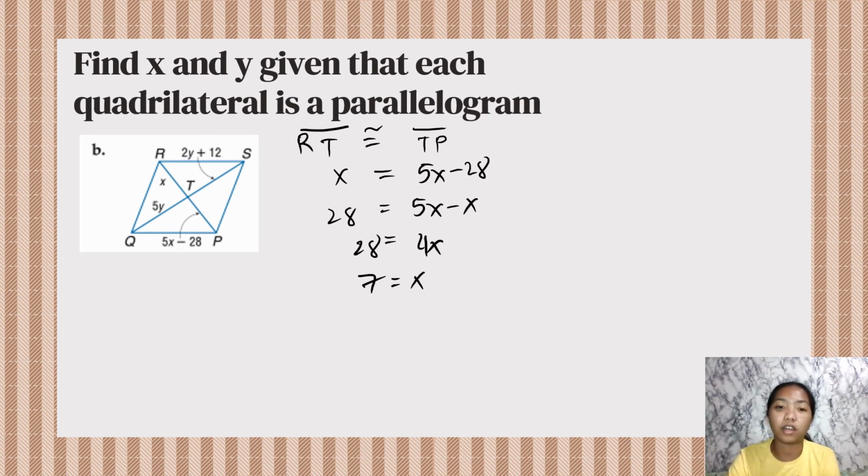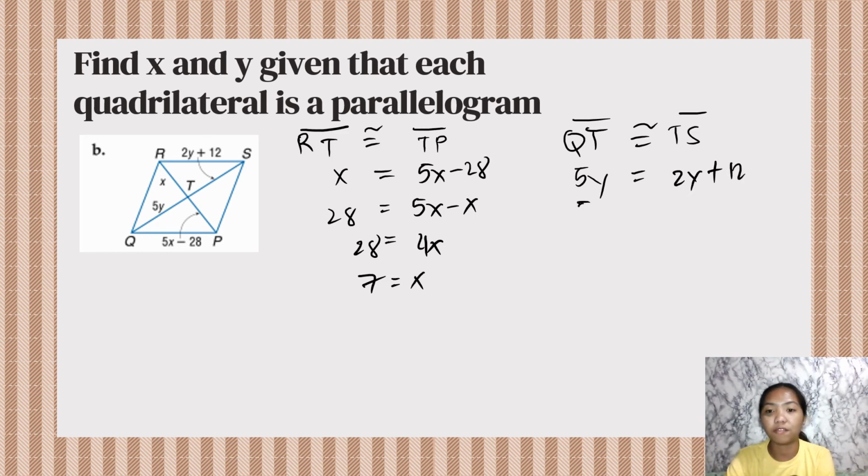And then for the y value, the second diagonal is represented with the y variable. So we have line segment QT is congruent to line segment TS. That means 5y is equal to 2y plus 12. 5y minus 2y is equal to 12. 3y is equal to 12. y is equal to 4. That means the value of our x is equal to 7, and the value of our y is equal to 4.